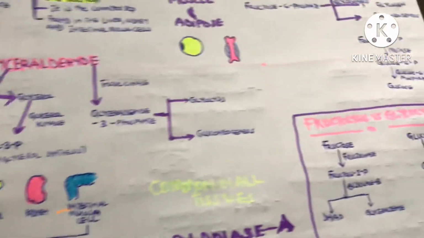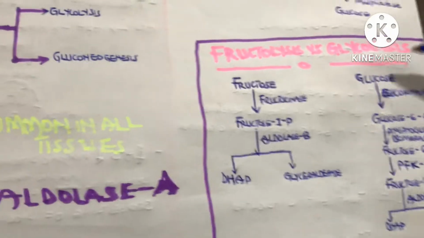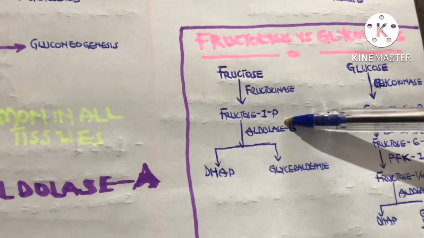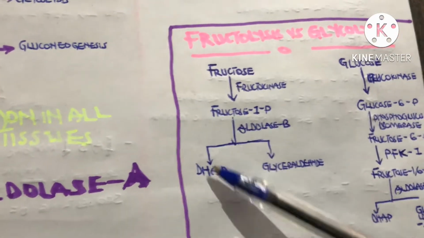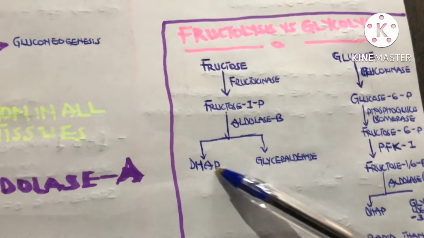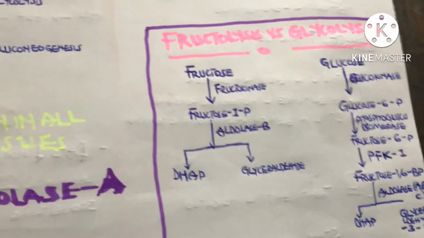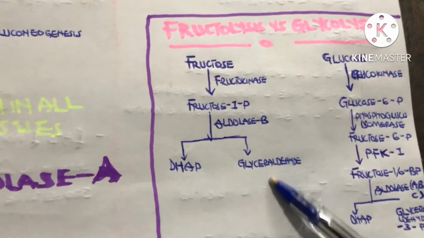So guys, let's look at fructolysis versus glycolysis. You see, fructose is being converted to fructose 1-phosphate, which by the help of the enzyme aldolase B is cleaved into dihydroxyacetone phosphate and glyceraldehyde.